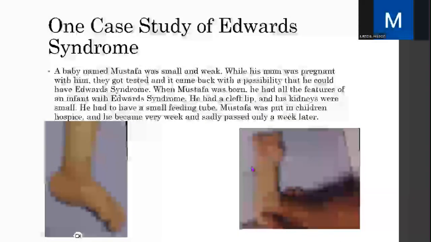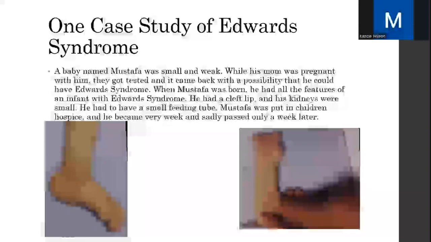Okay, one case study of Edwards syndrome. A baby named Mustafa was small and weak. While his mom was pregnant with him, they got tested and it came back with a possibility that he could have Edwards syndrome. When Mustafa was born, he had all the features of an infant with Edwards syndrome.